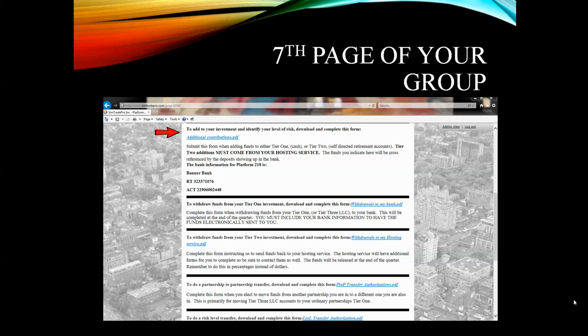This is what that looks like. You'll notice here to add, here is the form that you download. This is if you're going to add funds from Tier 1. This is the account for your group. To withdraw funds, this is the form for that. To withdraw funds for Tier 2, there's a form for that. To move from one partnership to another, like I said, that's limited right now to Tier 3. And to finally move money between your different risk levels.